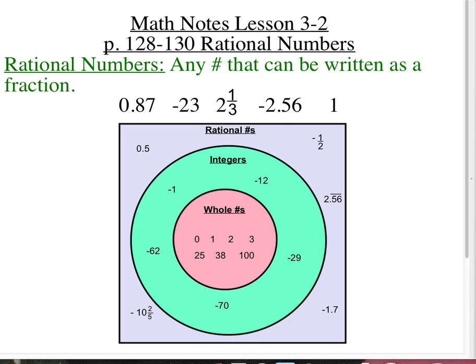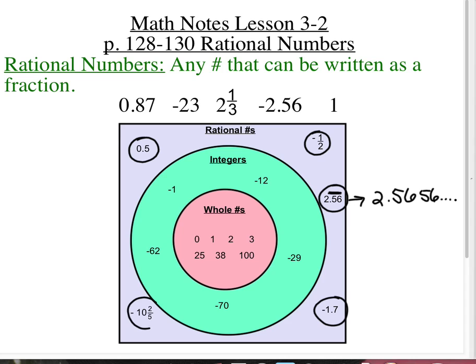So out here in the rational numbers, we have like 0.5. That's a rational number. I could write that as a fraction. Negative 1/2, right? That is a fraction. 2.56, or 2 and 56 hundredths, which is a repeating decimal, right? Remember that little bar over the top means repeating. So that would actually look more like this, so on and so forth if I were to keep writing it. Negative 1.7, that's definitely a rational number. And even down here in the bottom left corner, negative 10 and 2/5, that is a rational number.